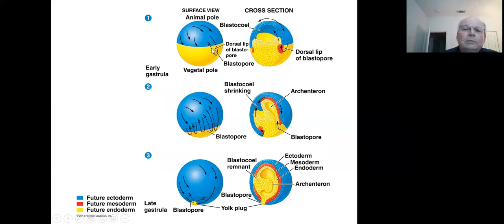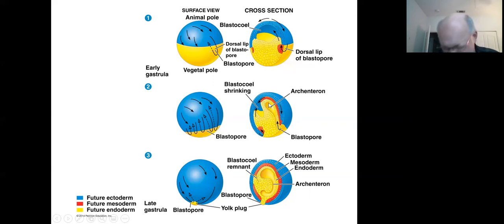The outer lip on the upper surface of this slit is referred to as the dorsal lip of the blastopore. That turns out to be extremely important because it is going to mediate the formation of the dorsal ventral orientation of the animal, because it establishes the dorsal ventral axis of the animal. So these cells migrate inwards. Some of them are going to form mesoderm. Some of them are going to form the endoderm that line the gastrovascular cavity.